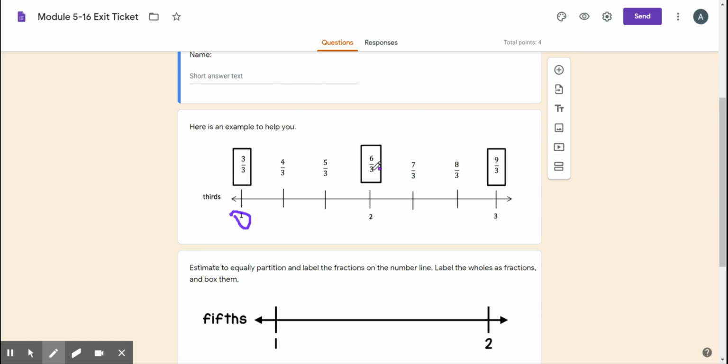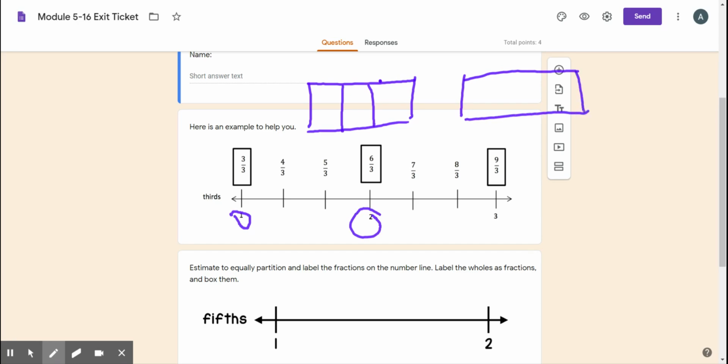So if I were to draw a rectangle and break it up into thirds, it tells me I have 2 wholes, so I need to draw another one, break it up into thirds. So now I have 2 wholes, which is what they tell me here. And now I need to shade in 6 pieces to check to make sure. So 1, 2, 3, 4, 5, 6. So that matches. So 2 wholes is the same as 6/3.